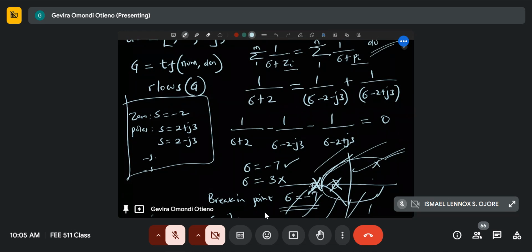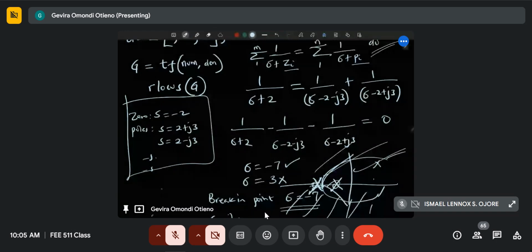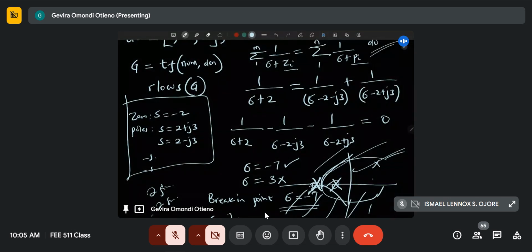For cases where you have poles and zeros that are finite, so let's say you have 2 finite poles and 2 finite zeros, there's no need for asymptotes, because those 2 poles will terminate at those 2 zeros and they're all finite. So we only draw asymptotes for poles that are at infinity or for zeros that are at infinity. I hope that is clear.